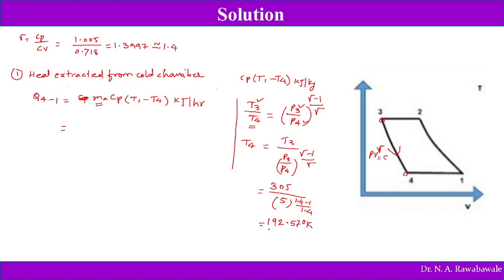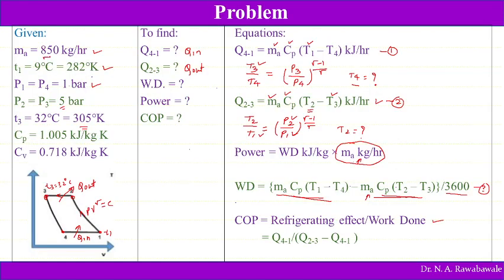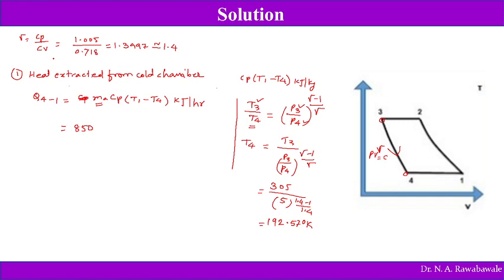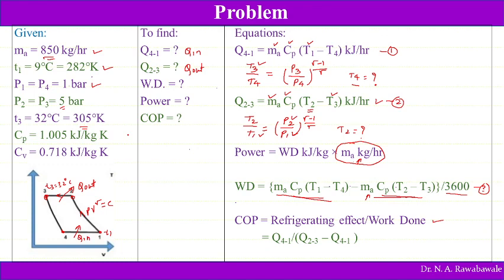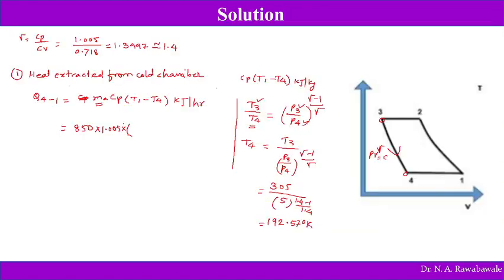Okay. So this is 192.57 degree Kelvin. Now the MA value we know, which is given in this problem. Mass flow rate is 850 kg per hour, into Cp is 1.005, into T1. T1 is 282 degree Kelvin minus T4, which we have just obtained as 192.57.